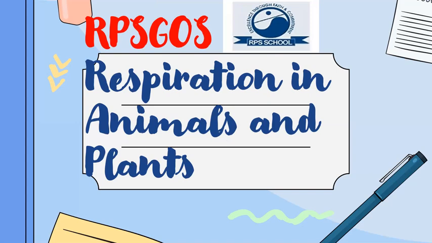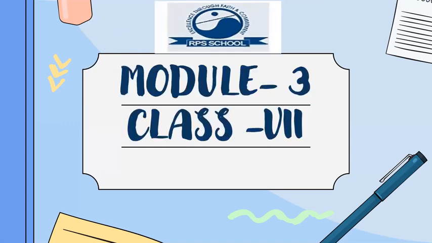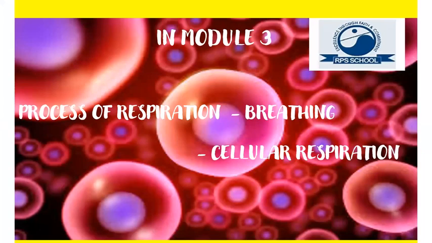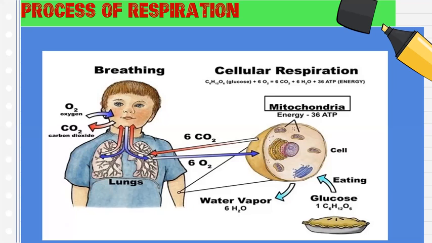We will continue with the chapter Respiration in Animals and Plants. Module 3. In this module, students, today we will discuss the process of respiration, which is broadly divided into breathing and cellular respiration. Let's discuss how the process of respiration occurs.